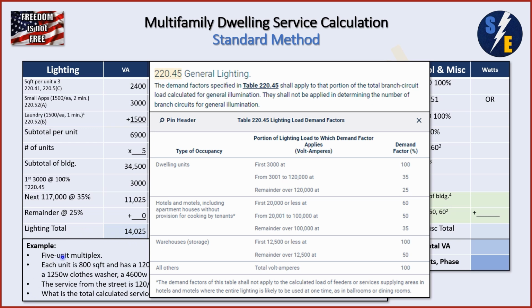And just as a side note, if you have any questions as to where this 117,000 comes from, that is how many VA are between 3,001 and 120,000. So that's just this next section here, which is 117,000 worth of VA.